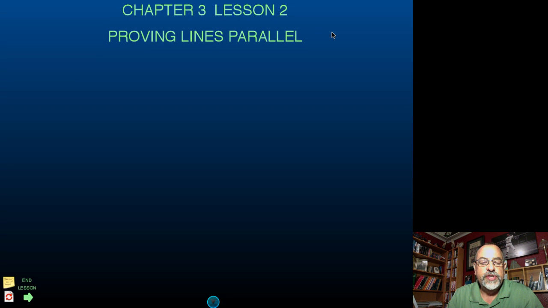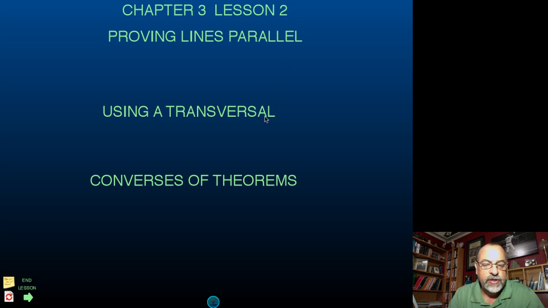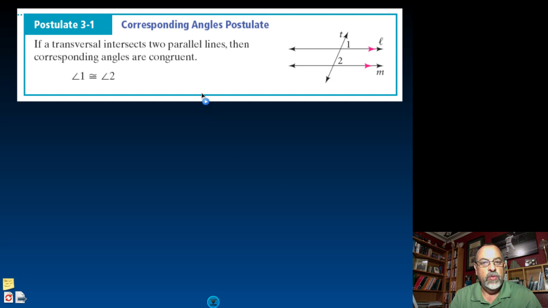Chapter 3, Lesson 2 of Geometry, we're going to prove that lines are parallel. And we're going to look at the converses of these four theorems and the postulate that we looked at in Lesson 3.1. And again, if you remember from Lesson 3.1, we looked at these postulates and theorems, and all of them had the exact same conditional, if the lines were parallel.